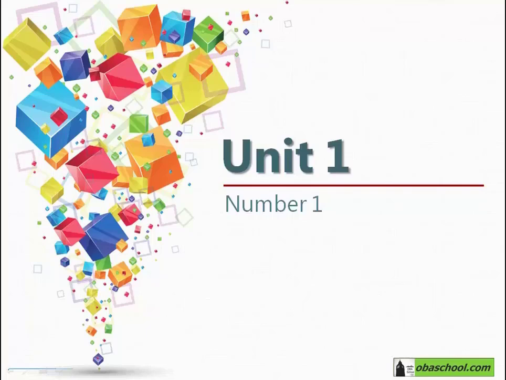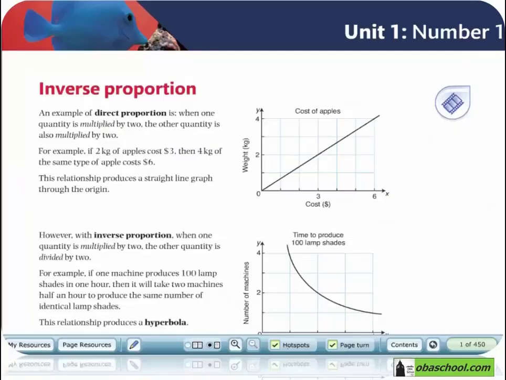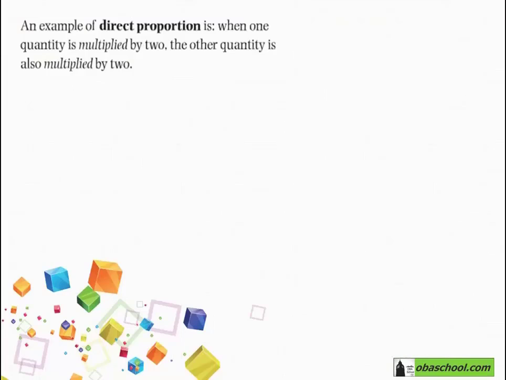Unit 1, Number. The objective of this tutorial is to define direct proportion and inverse proportion. The description of the objectives is on page 1. We will begin with direct proportion. An example of direct proportion is when one quantity is multiplied by 2, the other quantity is also multiplied by 2.